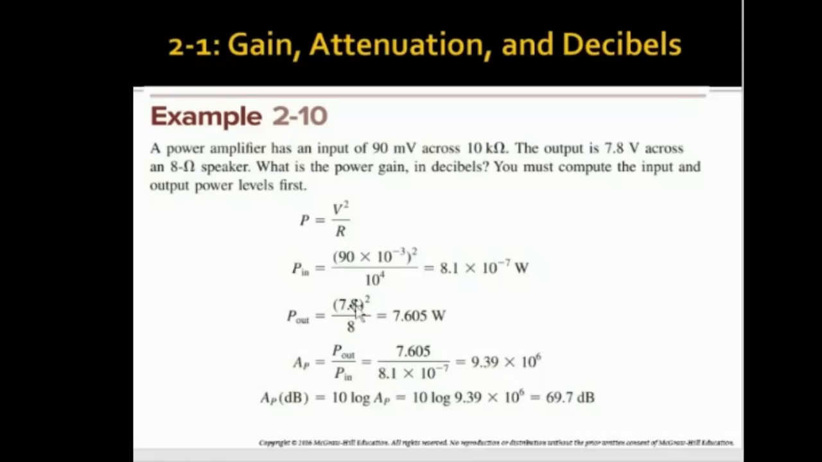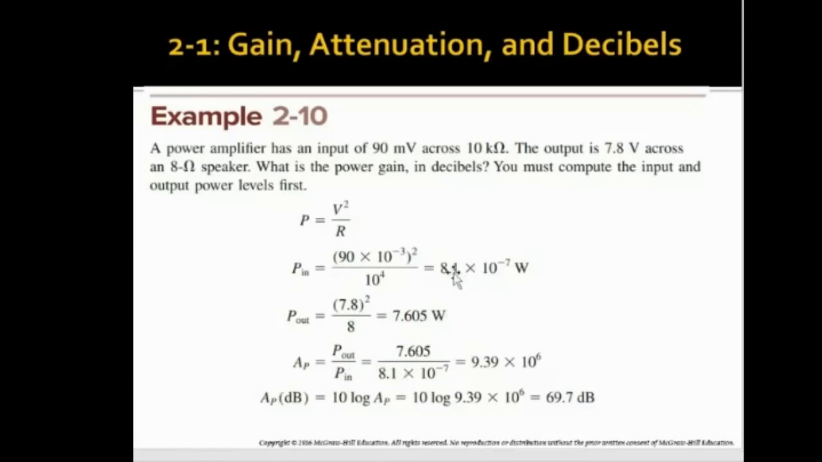So we have 7.8 volt squared divided by 8 ohm, which gives 7.605 watts. Now P in and P out we have in watts. So we want to find the gain in decibels. So we find the gain ratio first, which is P out over P in.